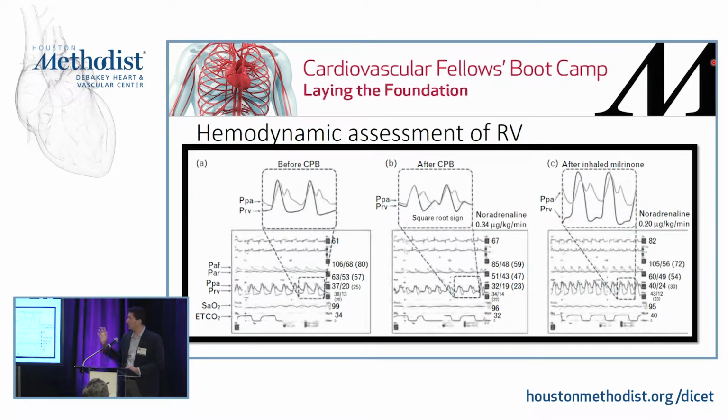This is a cool clinical case scenario where it became very useful. All the way on the left would be pre-bypass. You'd see a normal relationship between RV and PA pressures. Then after bypass, there's the beginning of a square root sign where the RV diastolic pressure was equilibrating with the PA pressure. And then they gave some milrinone and things got immediately better.